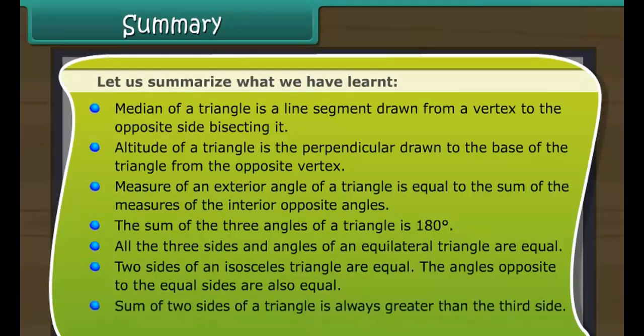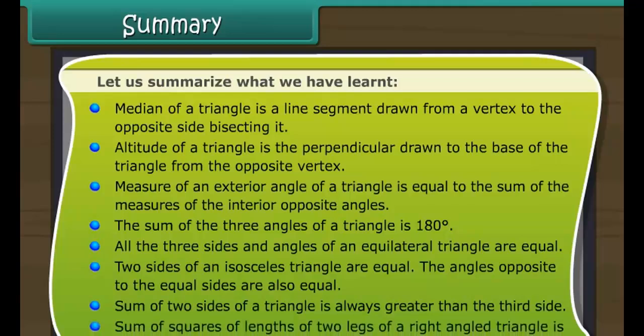Sum of two sides of a triangle is always greater than the third side. Sum of squares of lengths of two legs of a right-angled triangle is equal to the square of the length of its hypotenuse.